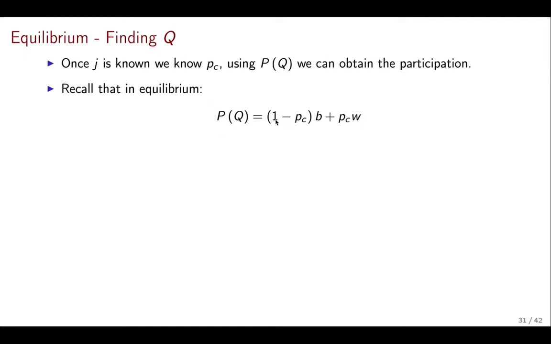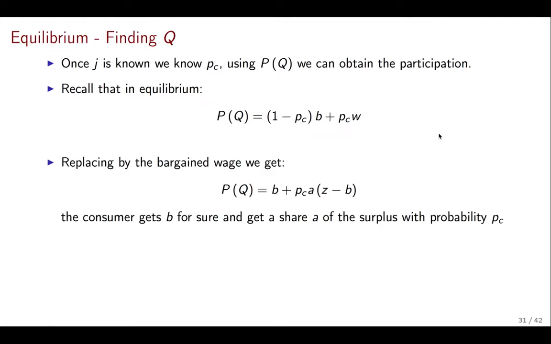The expected value being the probability that you don't find a job times B, plus the probability you find a job times W. Now, what's going to happen here is the following. You can replace W by the equilibrium bargain wage. And that's going to tell you the following. This same value is equal to B that you get for sure, and then with probability PC, you get an additional boost. You get a fraction A of the surplus of the match.